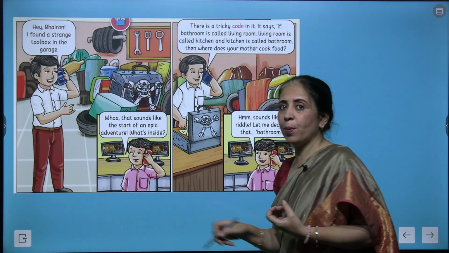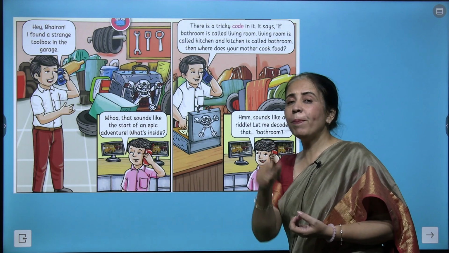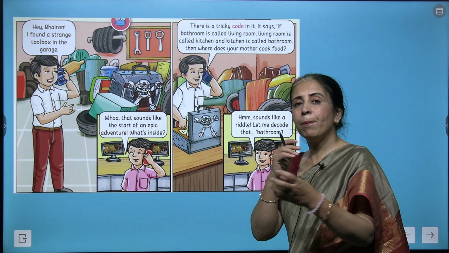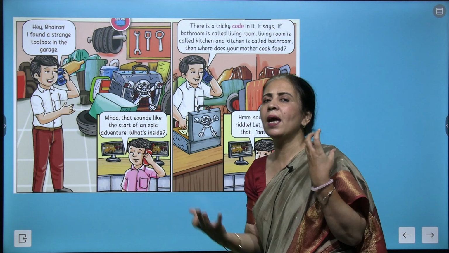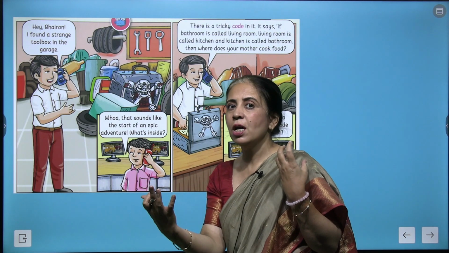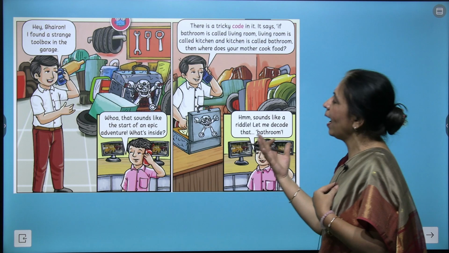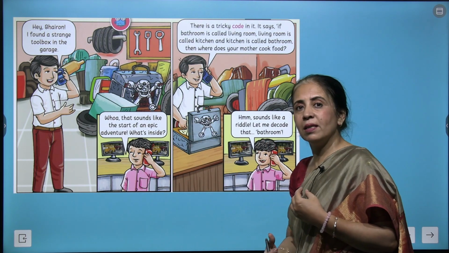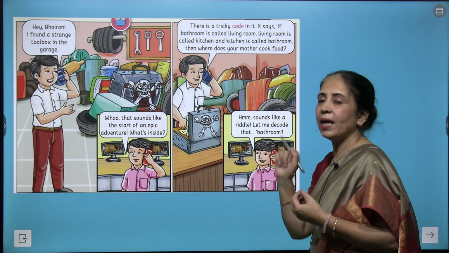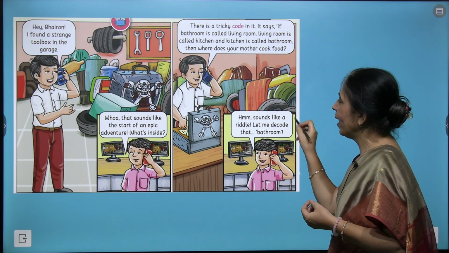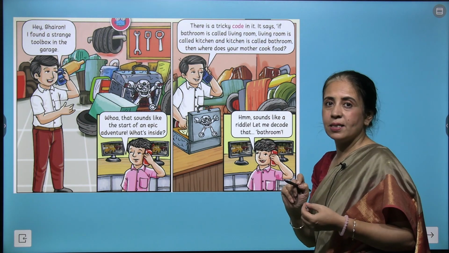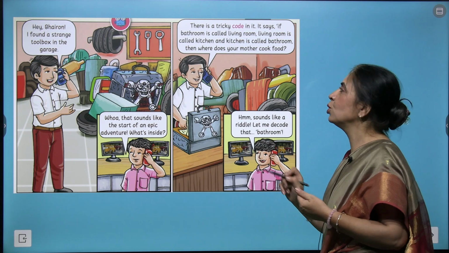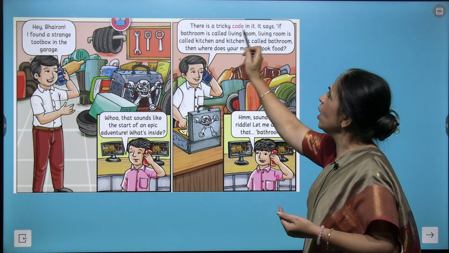And here you remember in the last class we met Rosa and Chirag, and by decoding a code they reached a garage. Once he reached the garage, he observed that there was another secret message lying in a box and he tried to read that message. So let's help Chirag to decode it. There is a tricky code in it.